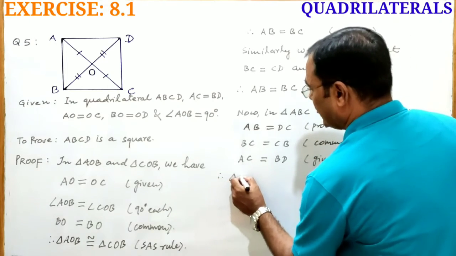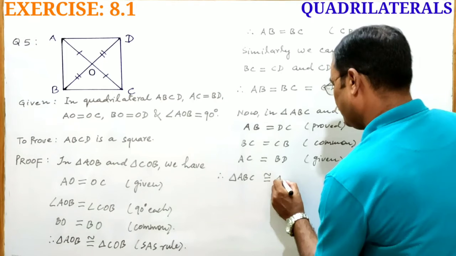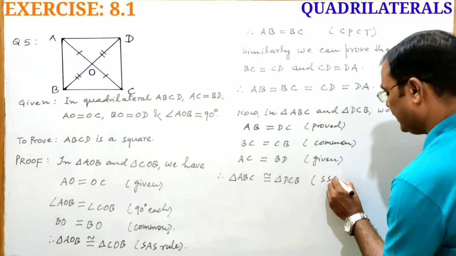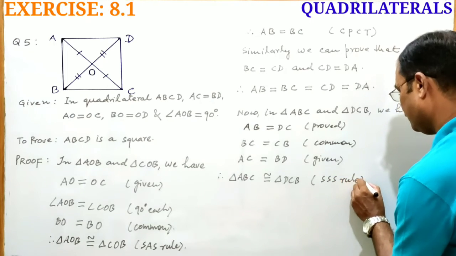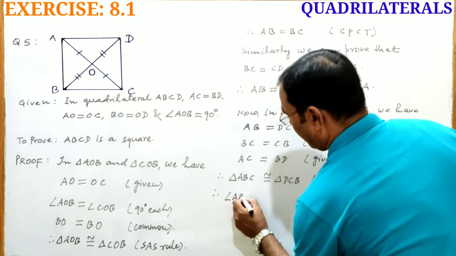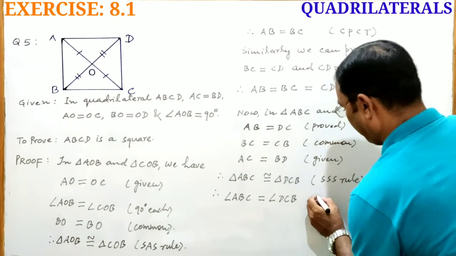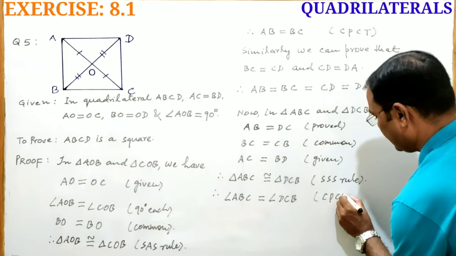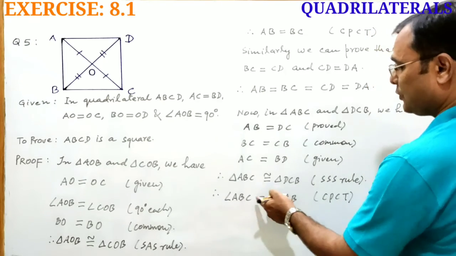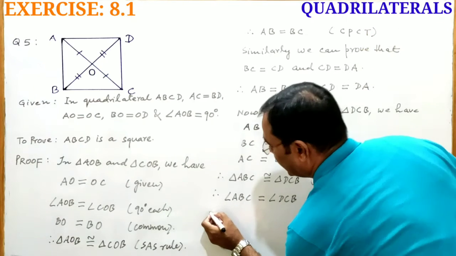Therefore, triangle ABC is congruent to triangle DCB by side side side congruence rule. Therefore, angle ABC is equal to angle DCB by CPCT. They are corresponding parts of congruent triangles ABC and DCB. So, angle ABC is equal to angle DCB.